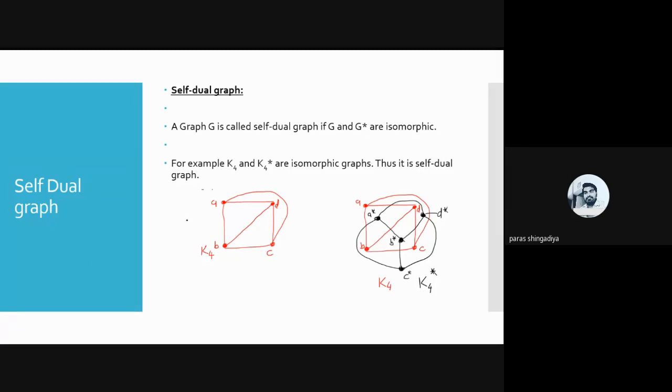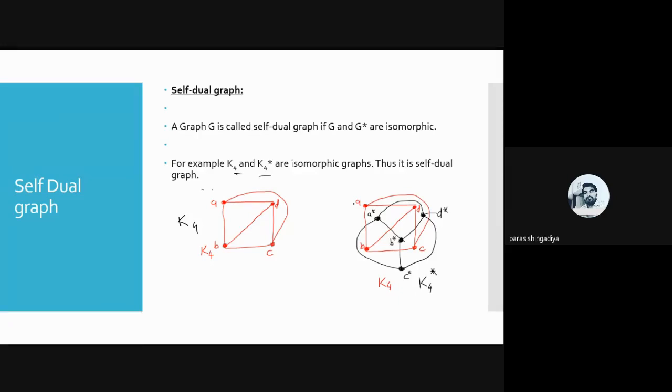So here an example is given, K4 and K4 star. So this is the graph of K4, and this black graph is known as K4 star. So we'll check whether both graphs are isomorphic or not. Okay, so first create a dual graph: check the regions, then place a vertex in each region, and then create the dual graph. So this black graph is the dual graph and this red graph is the actual graph. So let us check the isomorphic condition. Okay, whether they are one-to-one mapped or not.